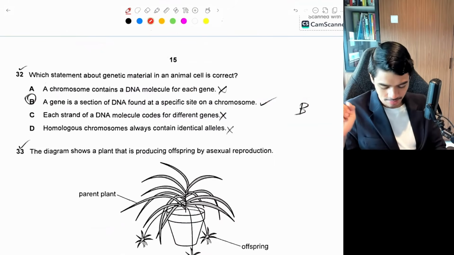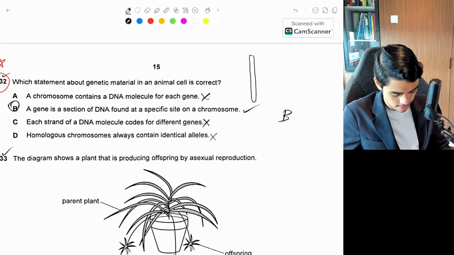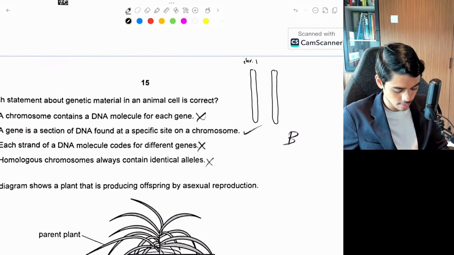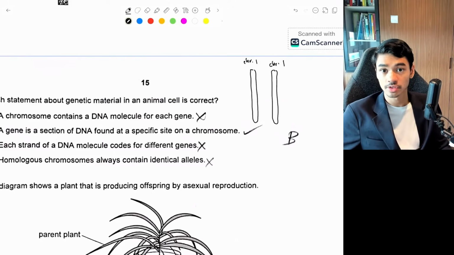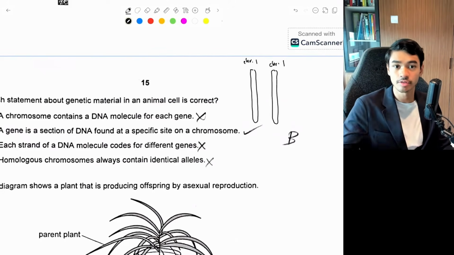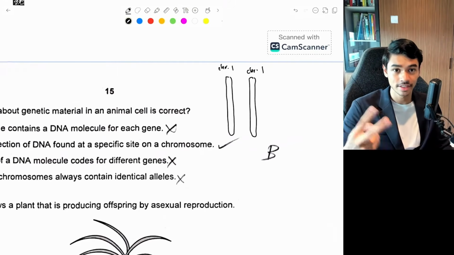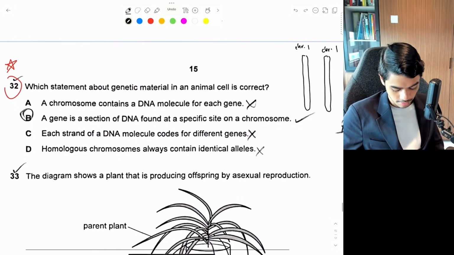All right, so let's unpack question 32. I'm going to draw 2 chromosomes. These have the same shape, length, size, and the same genes at corresponding locations. Let's say both of these are called chromosome number 1. In our normal diploid cell, diploid means having 2 sets of chromosomes. Most of our cells have 2 sets of chromosomes. One set came from the father, one set came from the mother. So that's why we have 2 of every chromosome. That's why there are 2 chromosome 1s in most of your body cells. These are called homologous chromosomes. So that's actually option D, talking about homologous chromosomes.